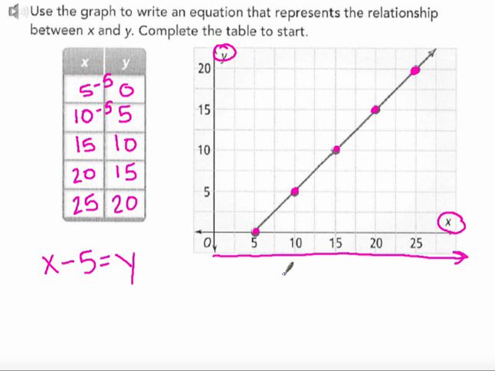So that gives you all the information you really need to know about your function tables or input-output tables. Now you can practice on your own. If you have questions about what you're doing, come back and watch the video again.